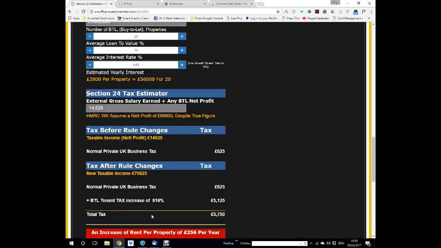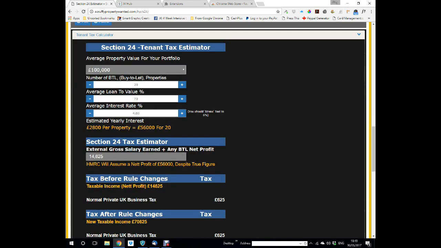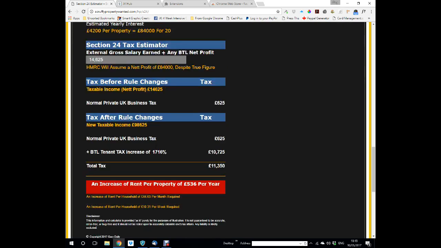Okay, so let's see what happens now when the interest rates are stress tested, say to 6%. Now we'll assume that you've just got the minimum living wage in profit from your business. If you've got an outside job, enter in there your gross salary plus any buy-to-let net profit. So at the moment we're assuming that the landlord's retired, and he just takes the minimum living wage out of his business.